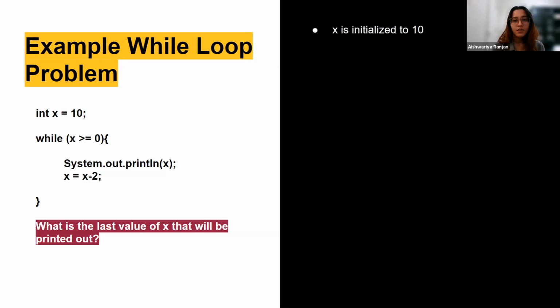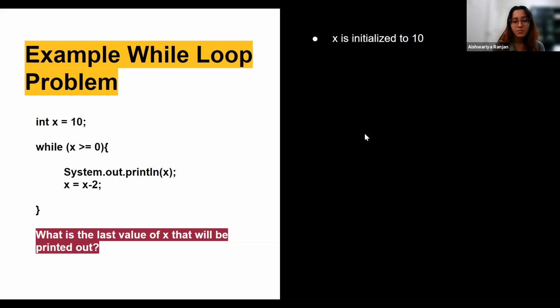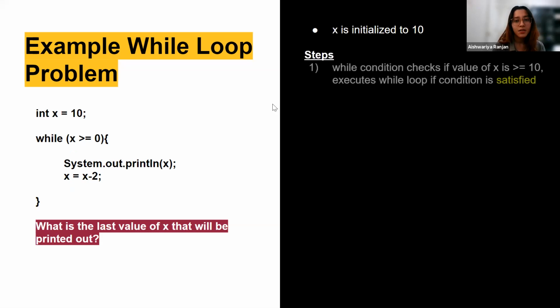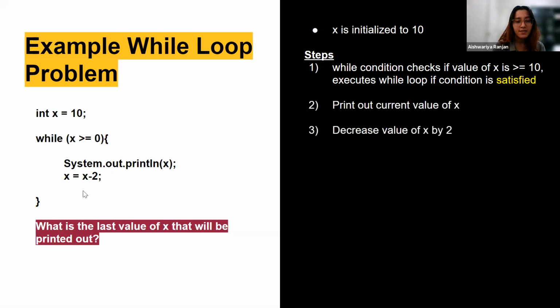Okay, so x is initialized to be 10, and then we go on to the while loop. So the steps are, we check the while condition. This condition is satisfied, so we jump into the loop, and then we print out x and update the value, so we decrease it by 2.